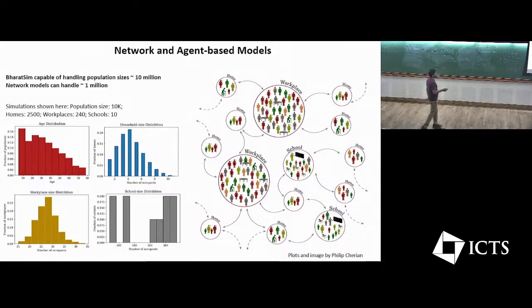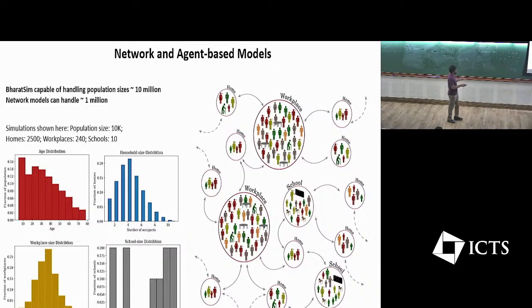It was more like a network or agent-based model, where we actually had locations, workplaces, homes, and people moving between them. This kind of model, purely computationally, can handle a population of about 1 million. So what you're trying to model is maybe a small town. One can start looking for data, and there is in fact data about workplace distributions and so on, independent of COVID, for certain kinds of small towns in India. Across various towns, there are certain qualitative features that are reasonable.